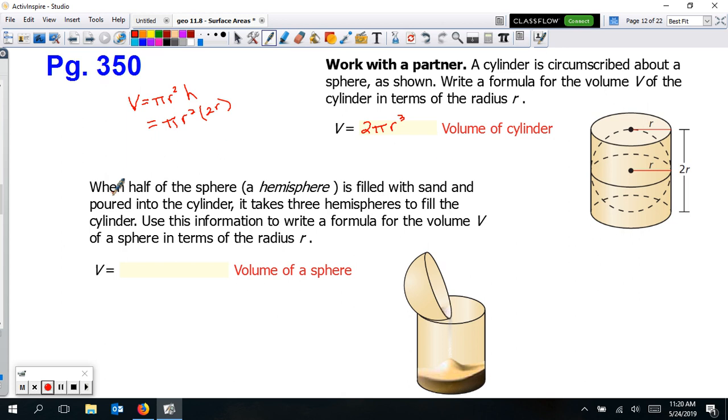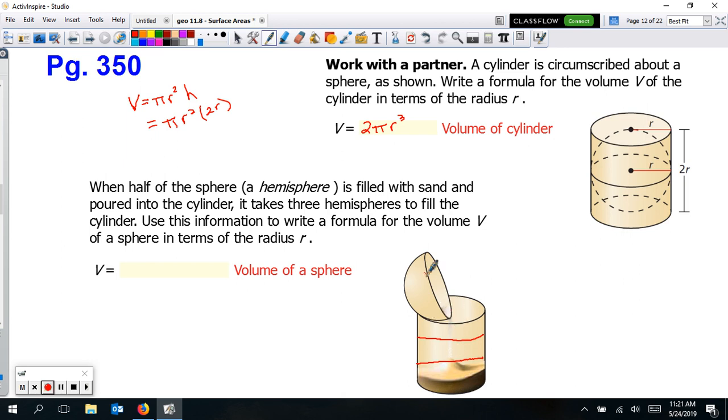Then it says, okay, when half of a sphere, which is a hemisphere, like this right here, is filled with sand and poured into a cylinder, it takes 3 hemispheres to fill the cylinder. So 3 of these. So you got, basically one going right here, and then another one, right here. So one of these fills it 1/3 of the way, 2 of them is going to fill it 2/3 of the way, and then 3 of them will fill the whole thing.